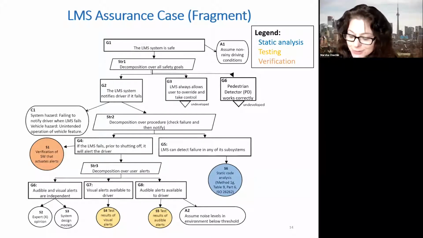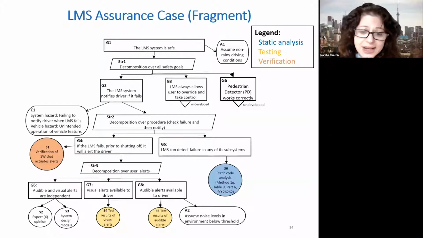We're in Arizona, which is where a lot of these things have first been tested because of the perfect weather. Now we're going to decompose over all the different safety goals. We will say that this LMS system will always notify the driver if it fails. It always allows the user to override and take control. And also, maybe the system is also detecting pedestrians, and I'm going to throw this in that this also works correctly.